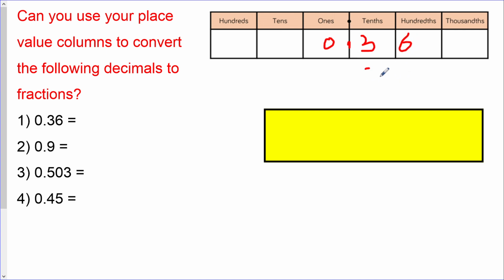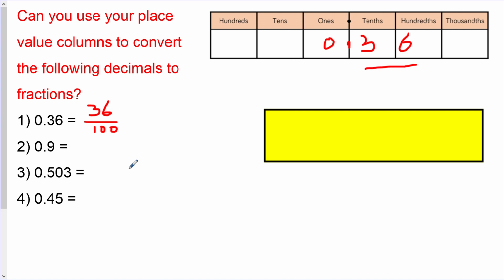And then have a look, we've got 36 hundredths, so how would we write that down? And then think, can we simplify at all? Then I've got number 2, number 3, and number 4, please. And I want you to pause the video now to give yourself a chance at answering those 3 questions. Okay, off you go.